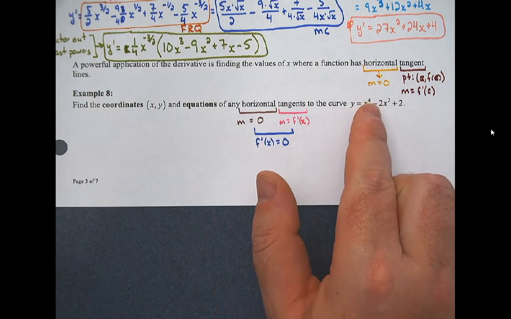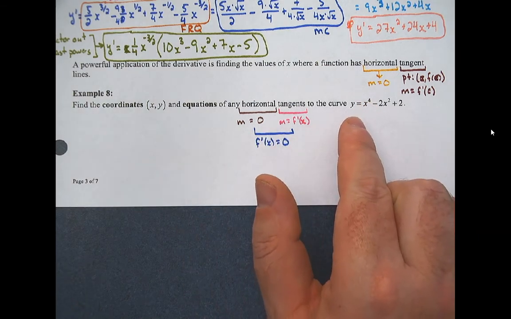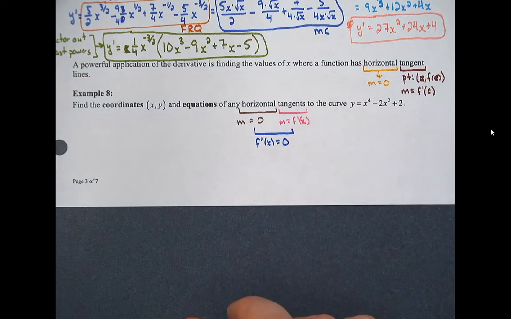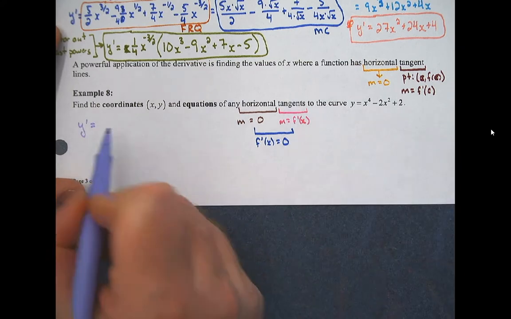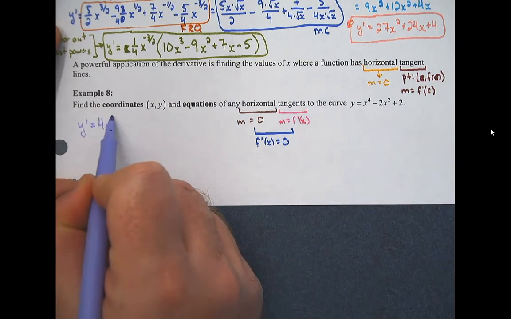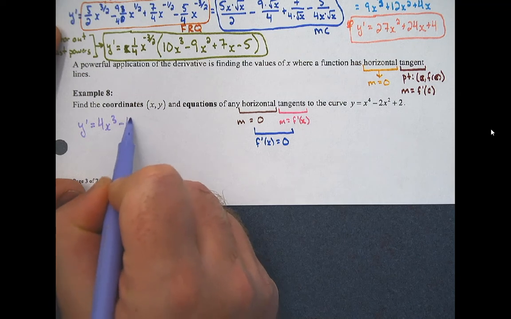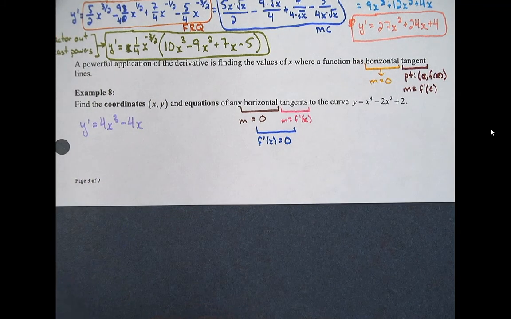Okay, so we're looking at our problem here. I have a y instead of an x, so I'm going to start to figure out what my derivative is. So y prime is equal to, this is a polynomial, which means it's really easy to derive, 4x cubed minus 4x. If I want to figure out where my graph is horizontal, I would take this and set it equal to 0.